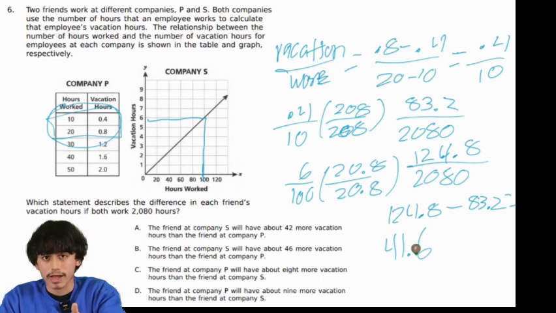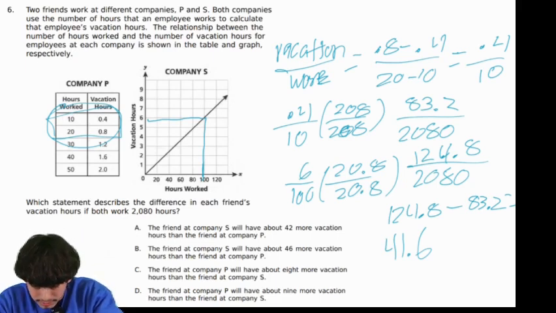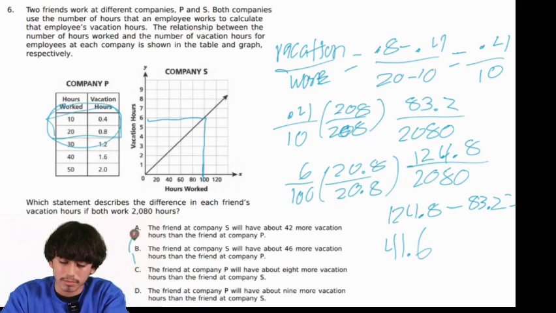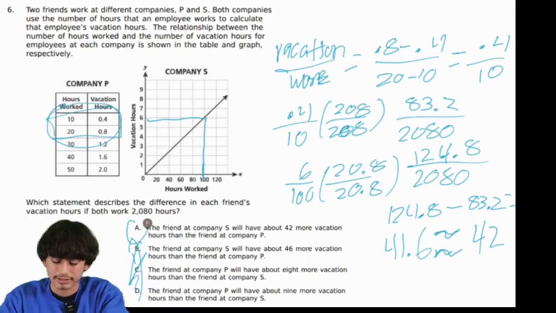41.6. And if we look at the answers below, for number A, it says the friend at company S will have about 42 more vacation hours than the friend at company P. And if we look at the others, I don't find any other answer closer than answer A. So we're just going to mark those out. And since 41.6 isn't exactly 42, we're just going to do this with the equal sign, 42. And so then that's how I get my answer A.